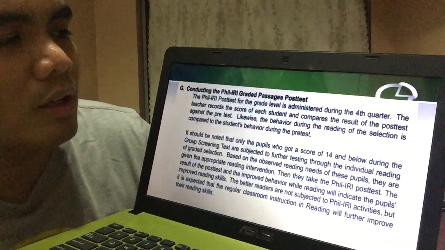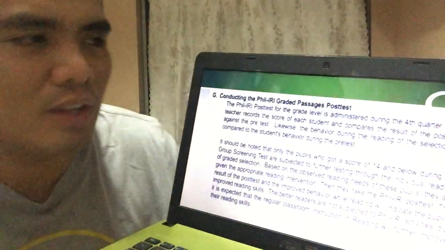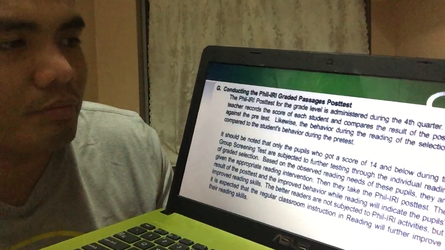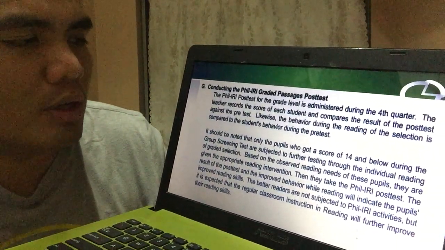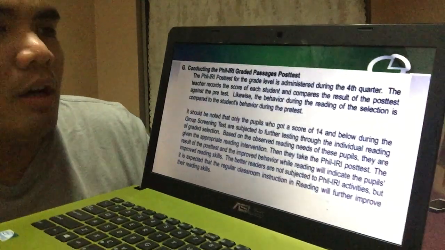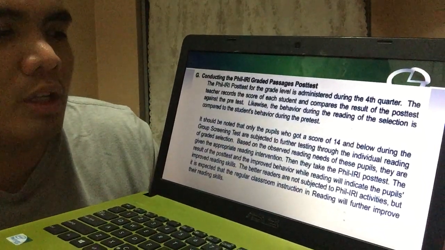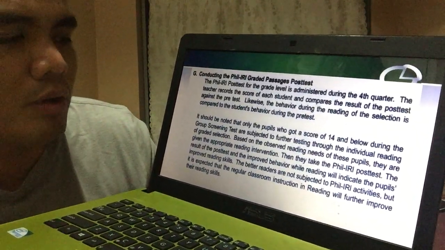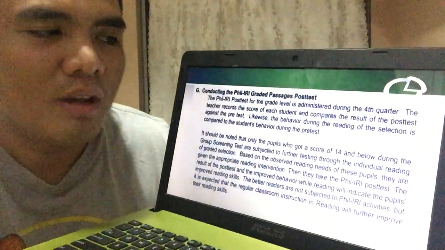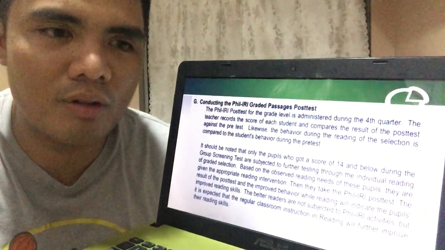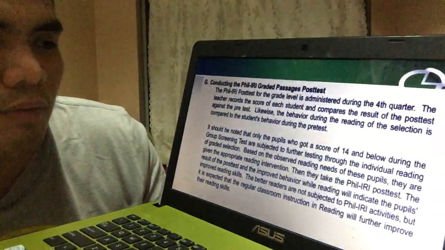Here, conducting the PHIL-IRI post-test for the grade levels is administered typically during the fourth quarter or the end of the year, almost at the end of the year. The teacher records the score of each student and compares the result of the post-test against the pre-test. Likewise, the behavior during the reading of the selection is compared to the student's behavior during the pre-test. It should be noted that only the pupils who got a score of 14 and below during the GST are subjected to further testing. Ibig sabihin po niyan, 14 and below. 14 and below na score. Sila po yung mga kailangan isa lang sa ganong klaseng test, sa further testing.